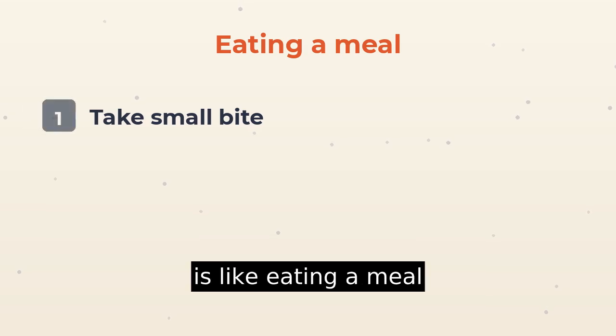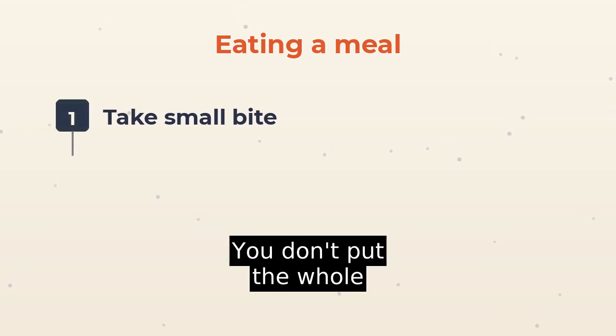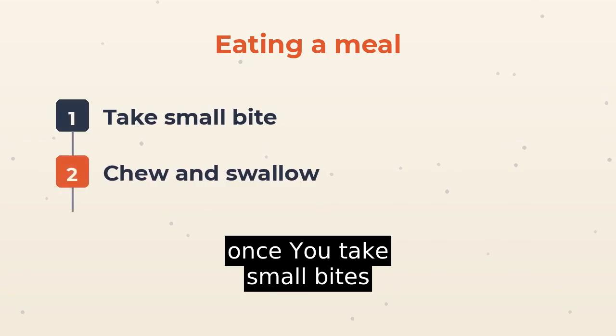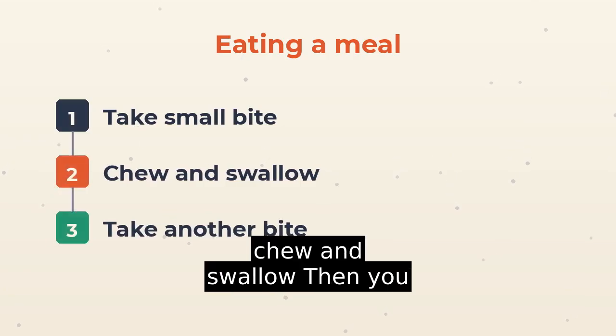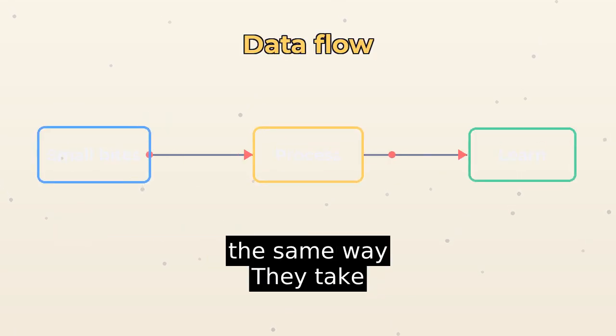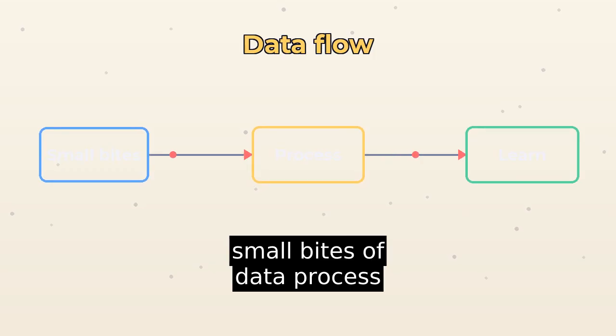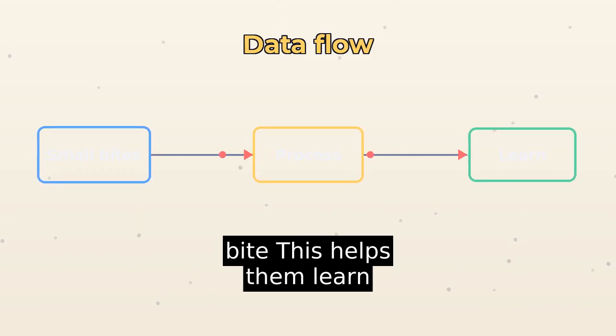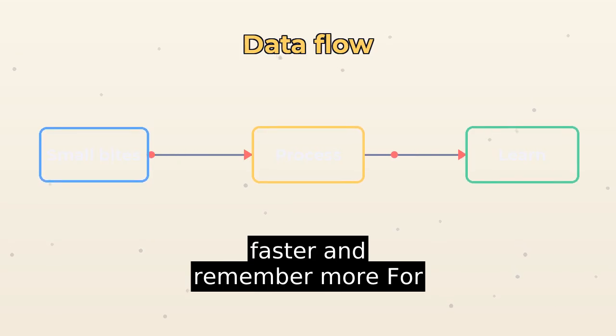Learning with mini batches is like eating a meal. You don't put the whole meal in your mouth at once. You take small bites, chew, and swallow. Then, you take another bite. Computers work the same way. They take small bites of data, process them, and then take another bite. This helps them learn faster and remember more.